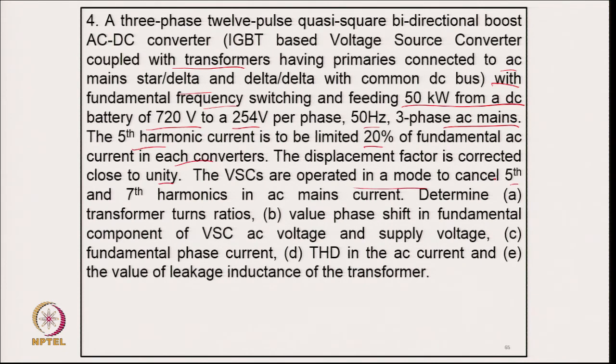The VSCs are operated in a mode to cancel fifth and seventh harmonics in AC mains current. Determine A, the transformer turns ratio, B, the phase shift of the fundamental component of VSC AC voltage and supply voltage, C, the fundamental phase current, D, the total harmonic distortion of AC mains current, and then E, the value of leakage inductance of the transformer.